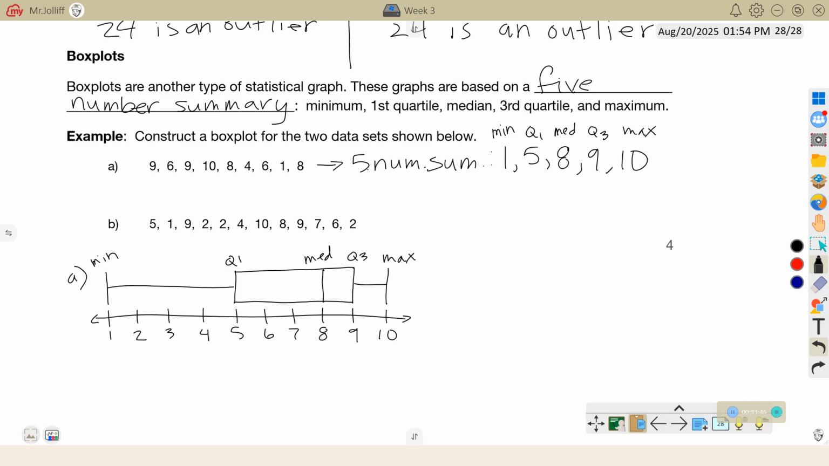For this graph, symmetric or skewed? Skewed, heavily skewed, right? Half of my data is between 8 and 10. Half of my data is between 1 and 8. So the lower half is spread out over 7 values. The upper half is only spread out over 2. So that is heavily skewed. Left skewed or right skewed? Left skewed. Very good. Skewed towards the long tail. This is my long tail. Good. Very good. Questions on that box plot?